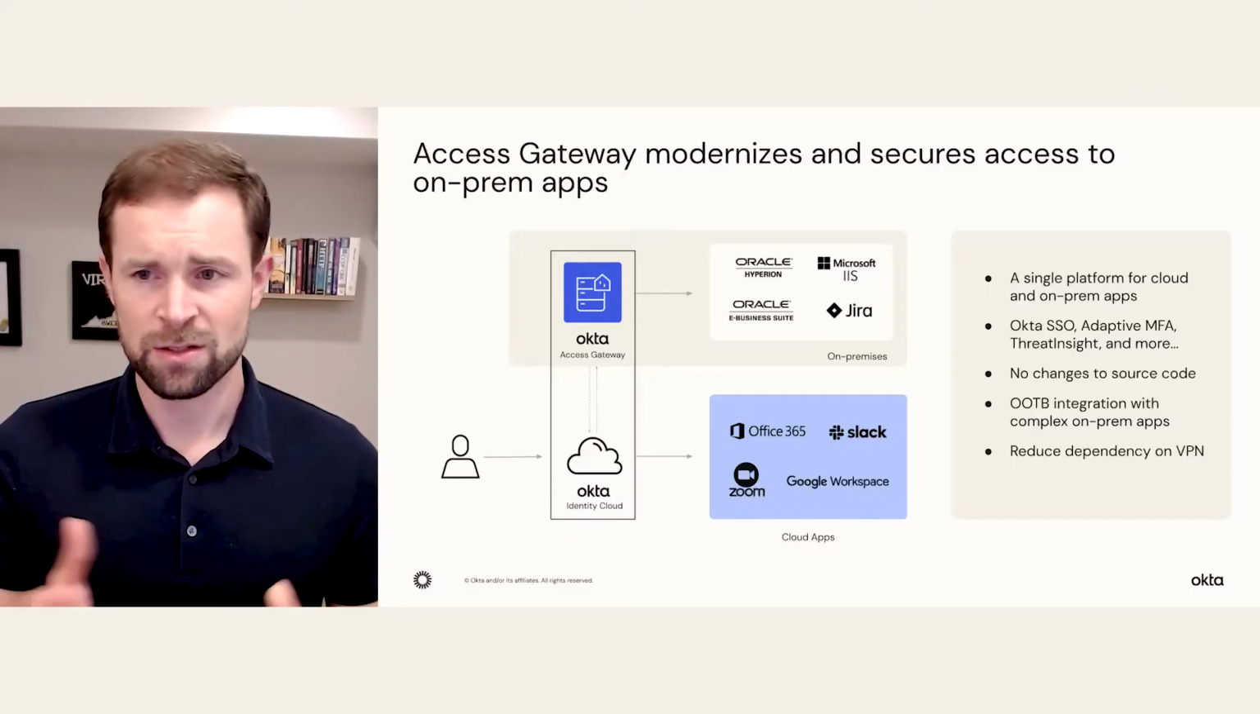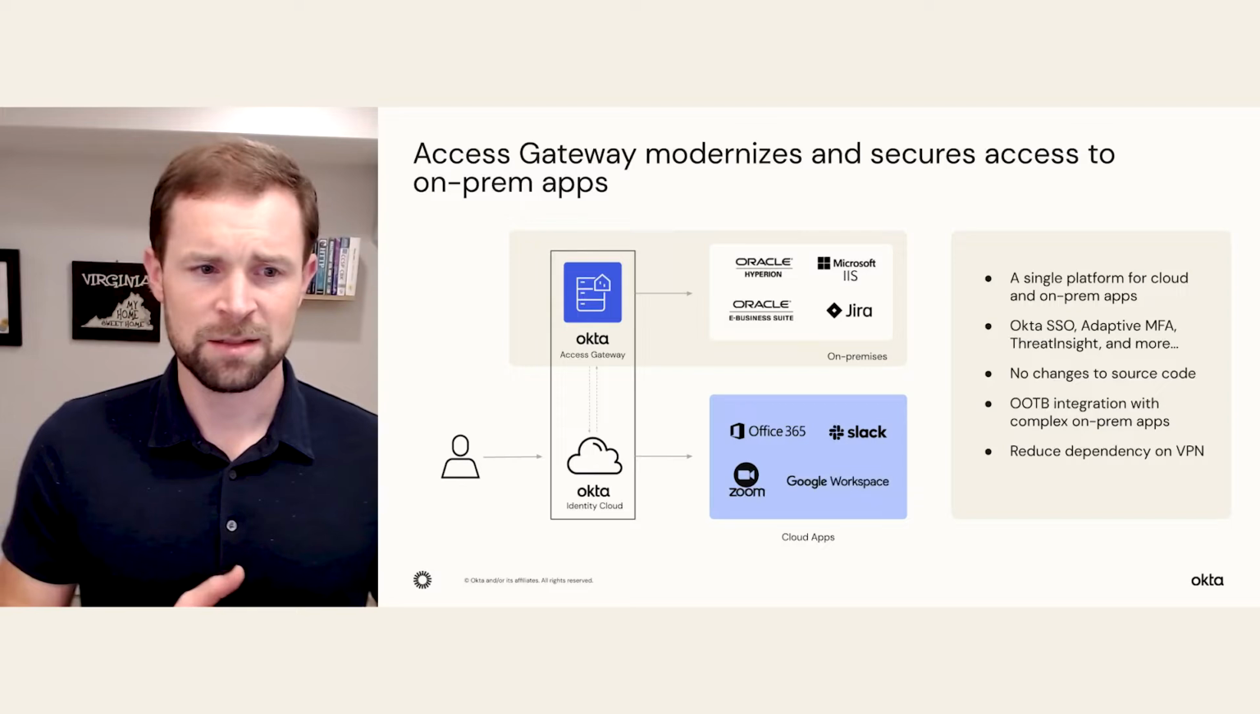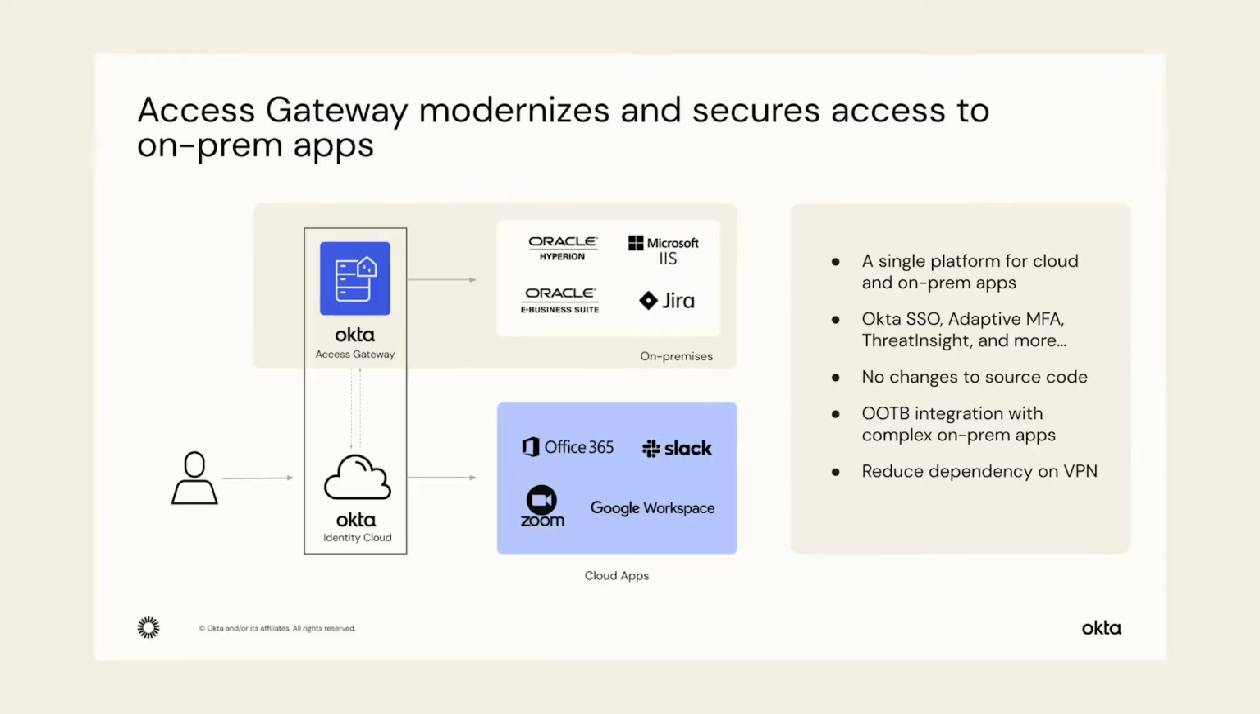So that's the architecture of Access Gateway. You can just think of it as an extension of the Okta Cloud that extends a lot of the benefits to your on-premises applications. It unifies all of your access into Okta, which is the single platform. It allows the SSO and MFA and threat insights advantages of Okta to be extended to your on-premises applications.